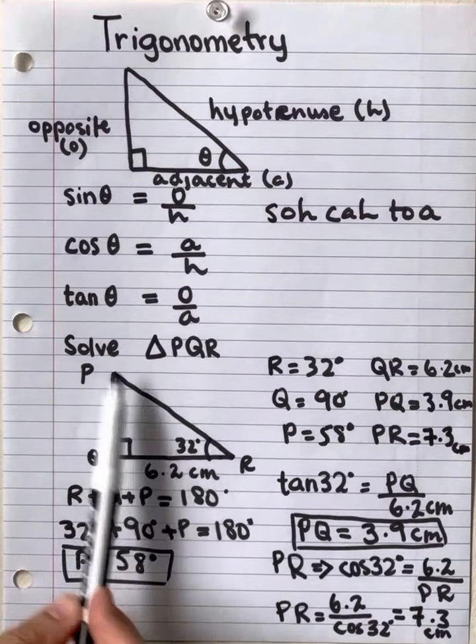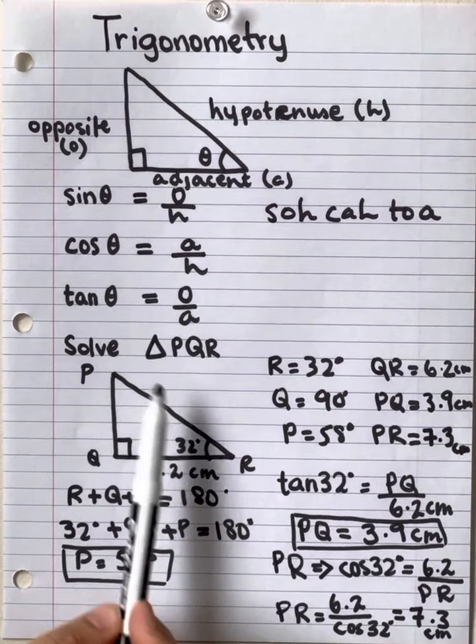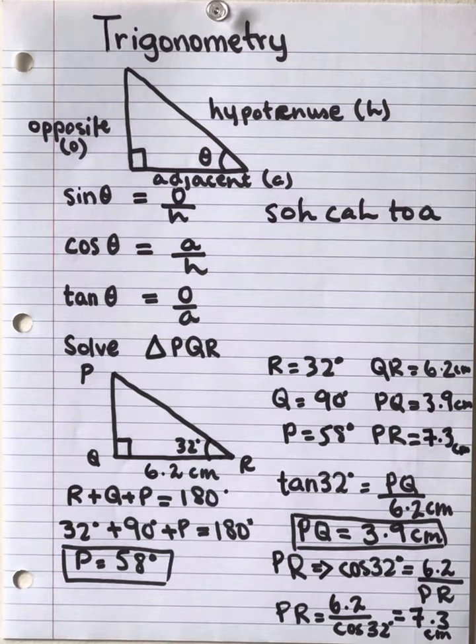Now we have solved for our right triangle using the trigonometry functions.